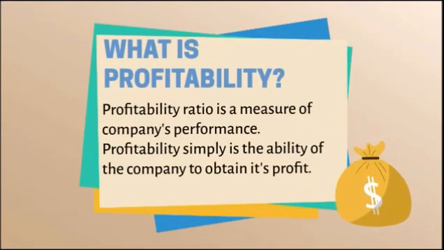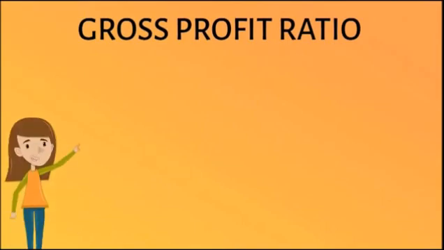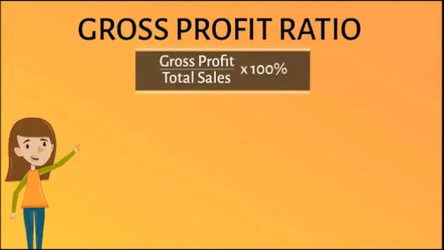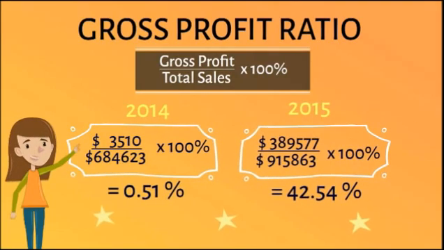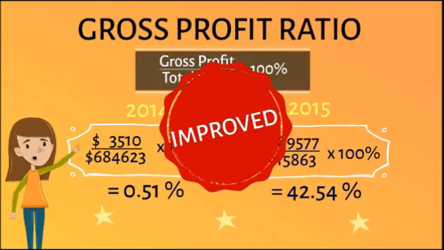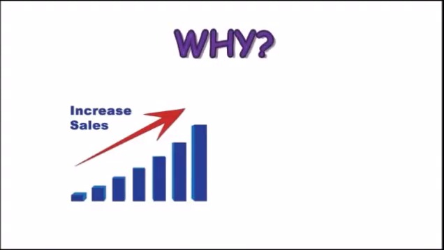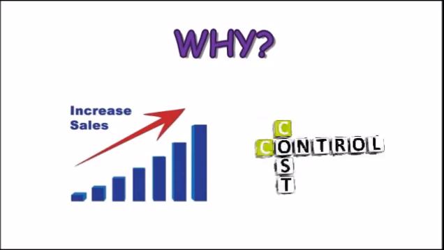Profitability ratio is a measure of company's performance. It is simply the ability of the company to obtain its profit. The gross profit ratio of Dreamworks Company in 2014 is 0.51% and in 2015 is 42.54%. This clearly shows that there is an improvement. This is probably because of the higher sales in 2015 and because the company controlled their cost of sales efficiently.